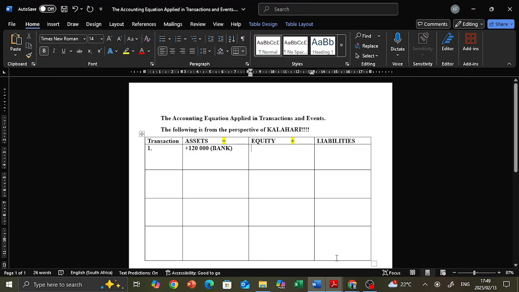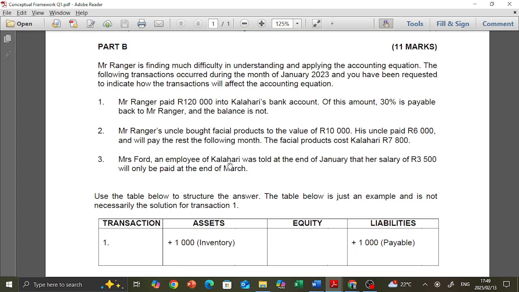Right? Then go back to the question. Let's read. Now I want people to do maths here. What's his name? Mr. Ranger. Okay, yeah. So guys, the 120,000 that came into our bank account, of this amount, 30% is payable. Payable. What is a payable? Liability. Yes. Thank you. 30% of the 120,000 Mr. Ranger gave us is payable back to Mr. Ranger. And the balance is not. So the balance obviously is the 70%.